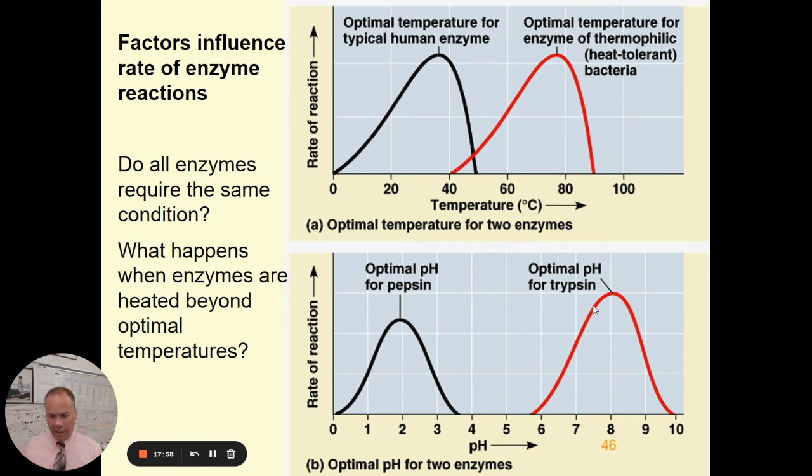Same shape of the graph is usually present when we're thinking about pH. So here in this black graph, the optimal pH for pepsin we can see is a little less than 2. That's very acidic. Pepsin is an enzyme that's found in the stomach, which is acidic, so that makes sense. Trypsin here is an enzyme whose optimum pH is about 8. That's an enzyme that works in the small intestine. So the pH of the small intestine is around 8, so this makes sense.